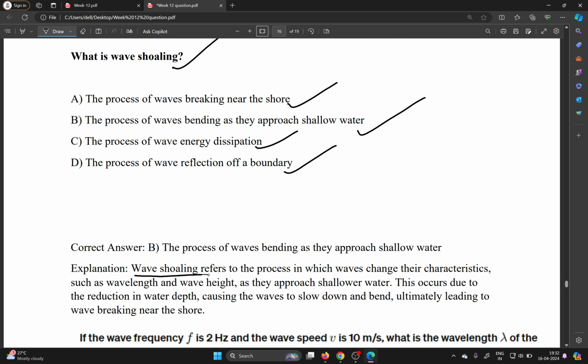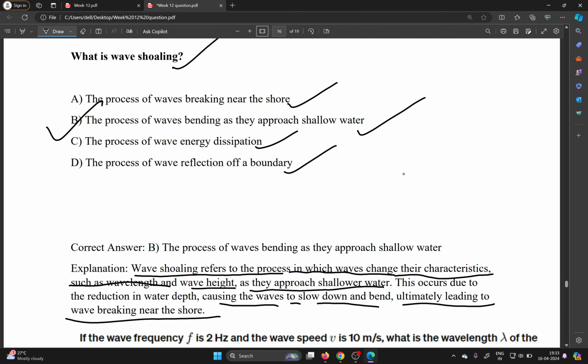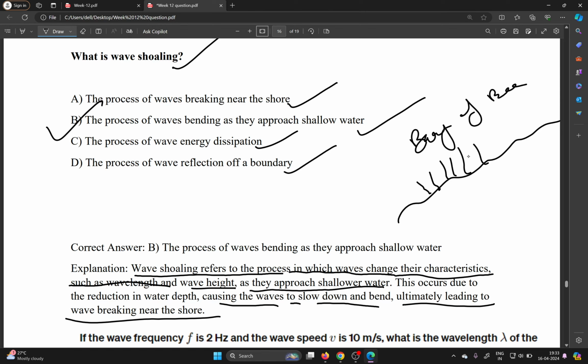Wave shoaling refers to the process in which waves change their characteristics such as wavelength and wave height as they approach the shallow water. This occurs due to the reducing water depth, causing the wave to slow down and bend. So option B is correct, ultimately leading to the wave breaking near the shore. Shoreline, always remember: like here is the water up to that much, suppose the Bay of Bengal, so up to the coastal line, and this line is known as the shoreline.